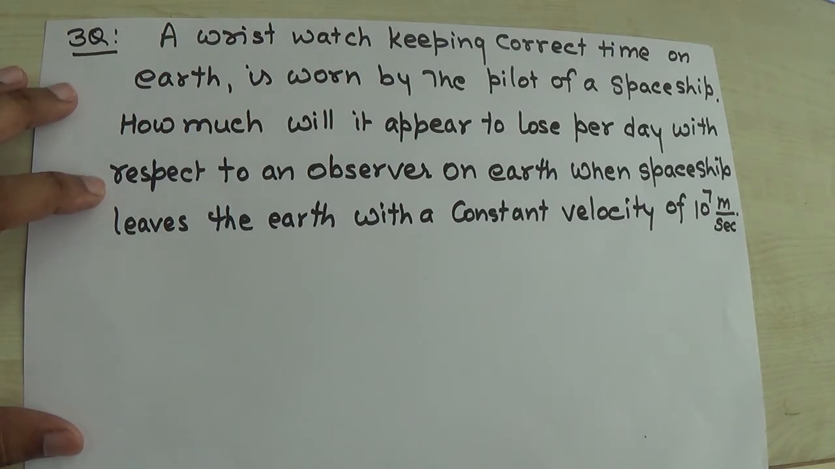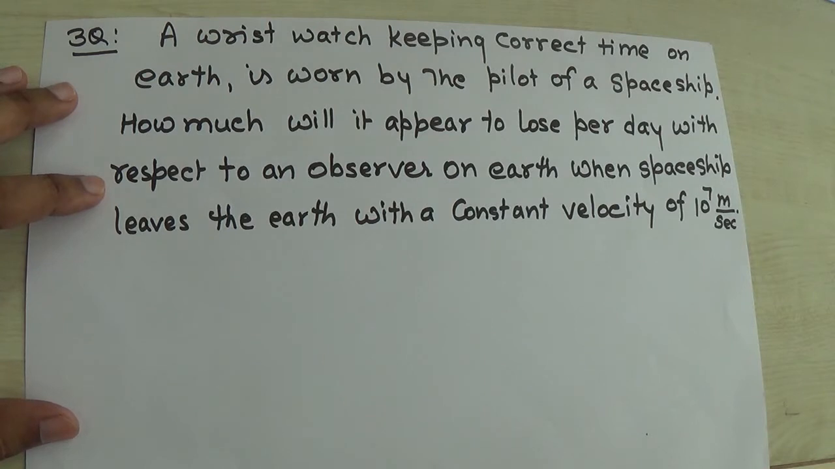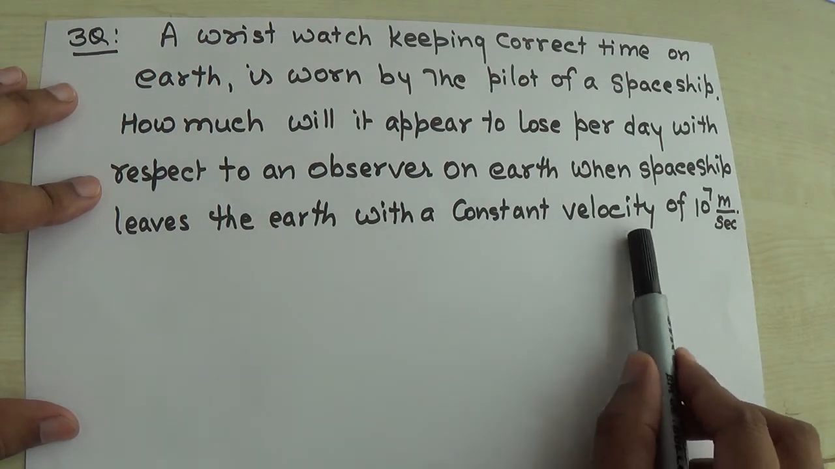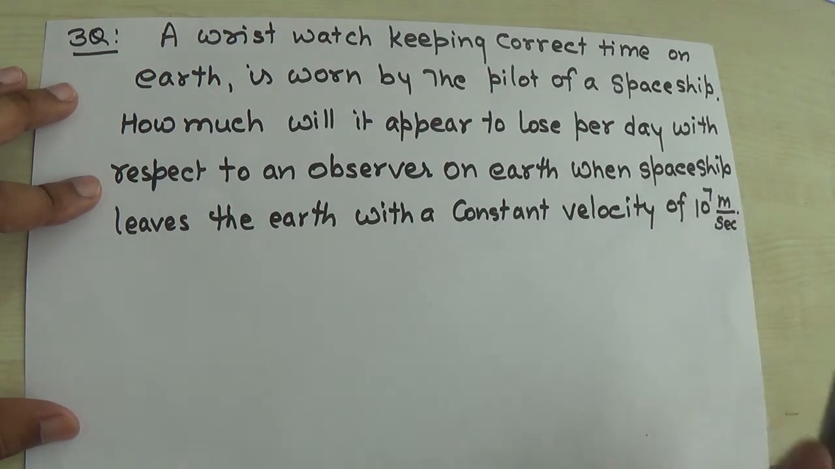So what is moving frame here? Moving frame is a spacecraft, a spaceship in which pilot is sitting, and wristwatch is basically corrected with the person who was on the surface of the earth, right? So now they are asking that because of the relative motion between the spacecraft and earth, this clock basically will run slow according to the stationary observer, right? So how much basically that will slow? This is the question. Now the next point, when a spaceship leaves the earth with a constant velocity of 10 raised power 7 meter per second.